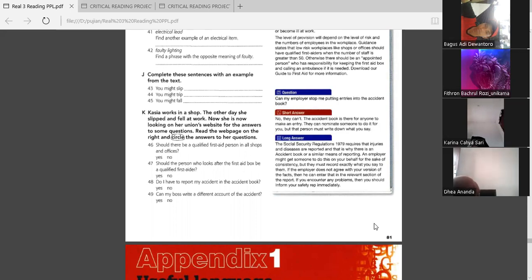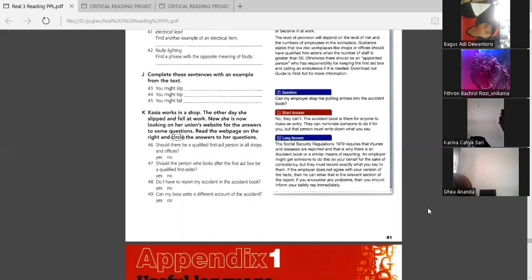Kasia works in a shop. The other day, she slipped and fell at work. Now she is looking on her union's website for the answer to some questions. Read the web page on the right and circle the answer to her questions.